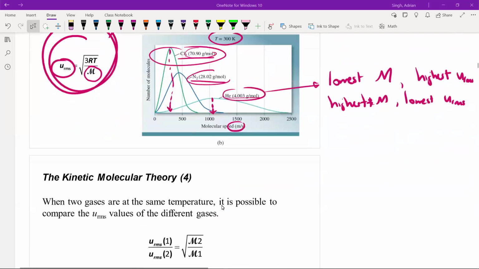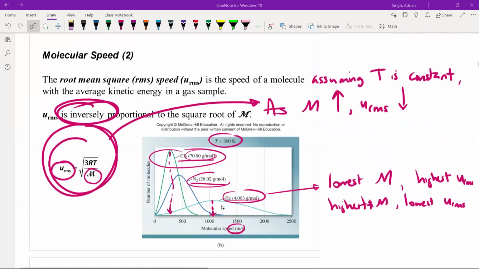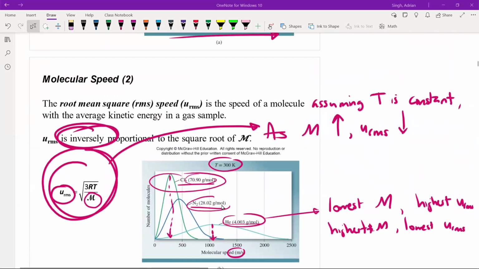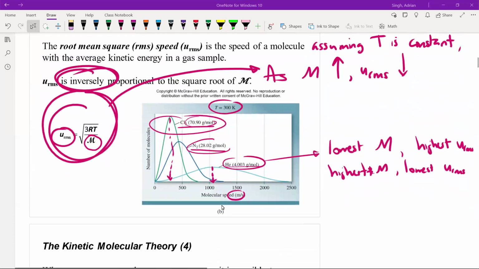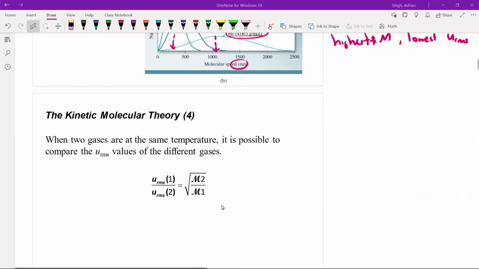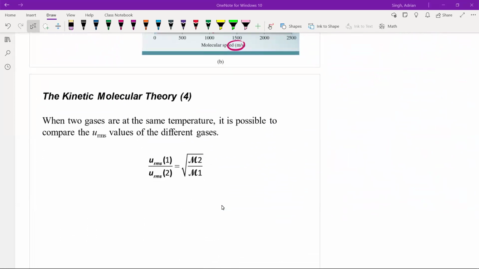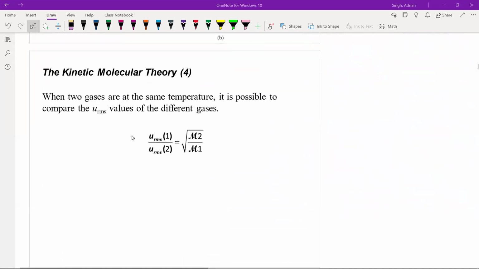Okay, so now that we have a way to interpret the speeds of our gas particles, or the speed of the particles in the gas sample, we can now make some comparisons between different gases that are at the same temperature by comparing the root mean square values for those different gases.